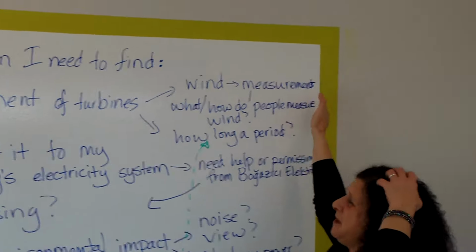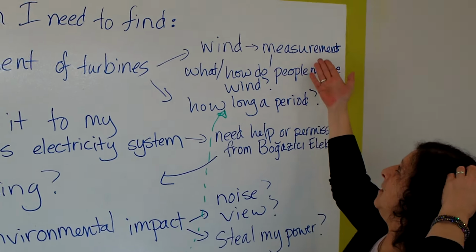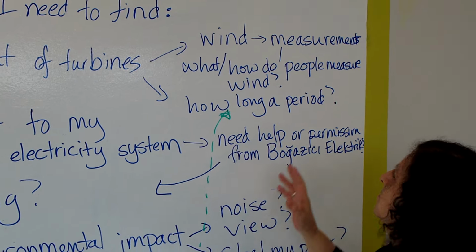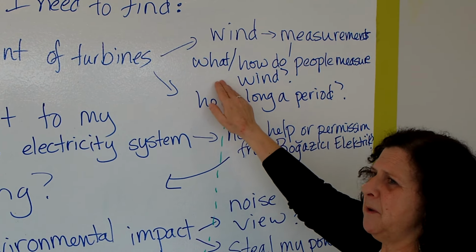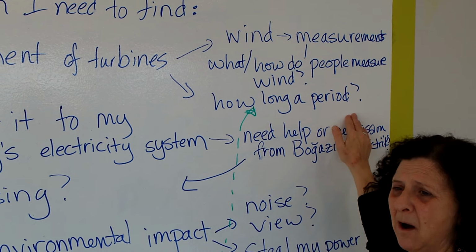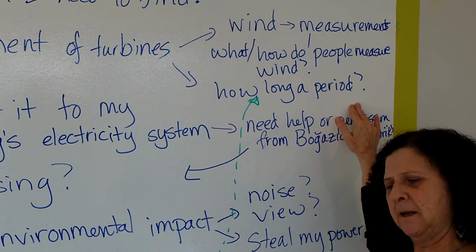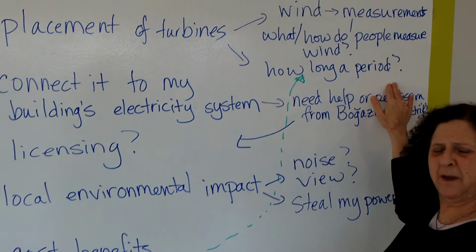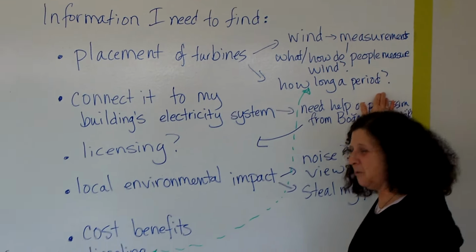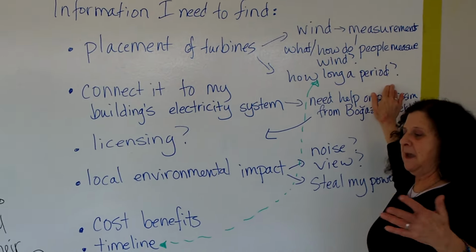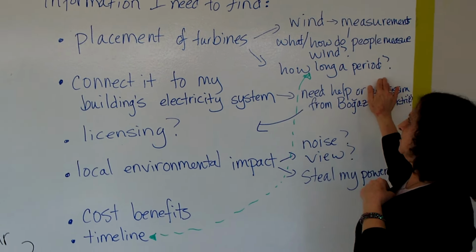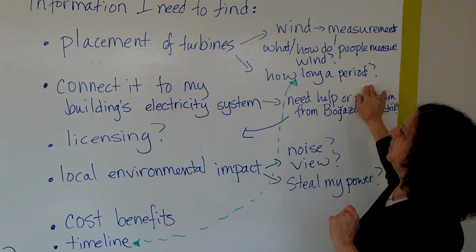I think maybe probably they have to get measurements of the wind, maybe at different places around the building. How do people measure wind? What do they do to measure wind? And how long should they measure the wind before they know where the best place to put the turbine is? I know that since there are wind turbines all over Turkey and Europe, there is a lot of information about this. I just don't know the answers to these questions myself yet.